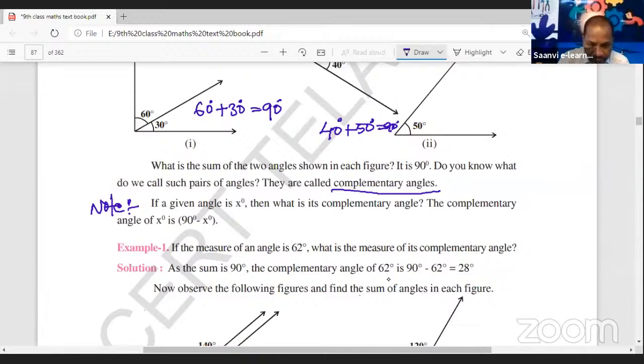Here see, one example is given. If the measure of an angle is 62 degrees, what is the measure of its complementary angle? To find the complementary angle of 62 degrees, we have to subtract from 90. So 90 minus 62, we get 28. It means 28 is the complementary angle of 62 degrees. Right?